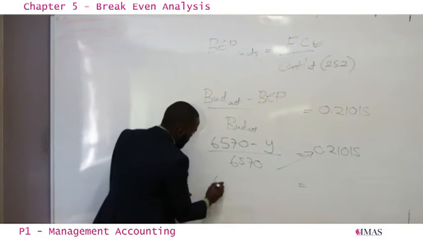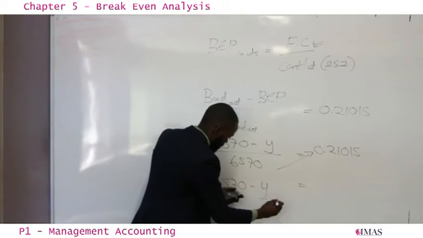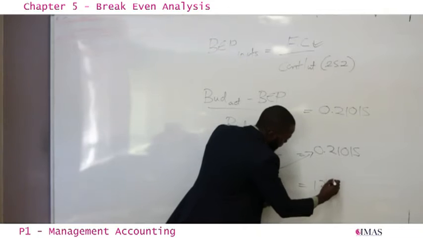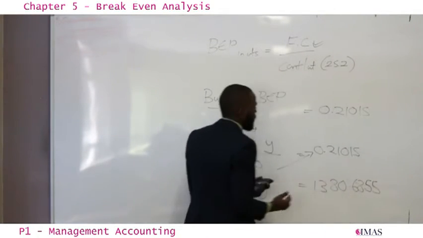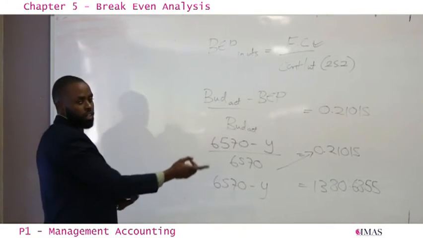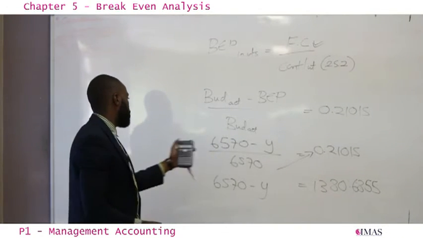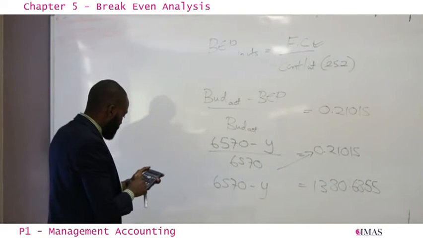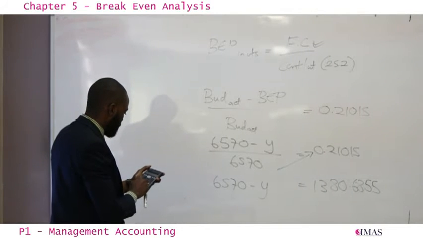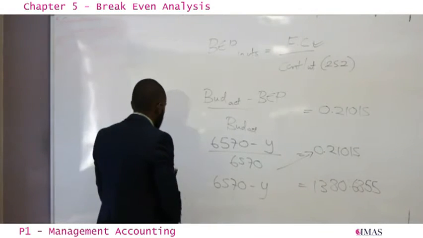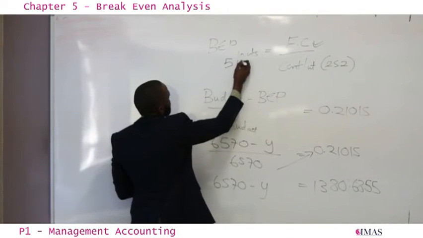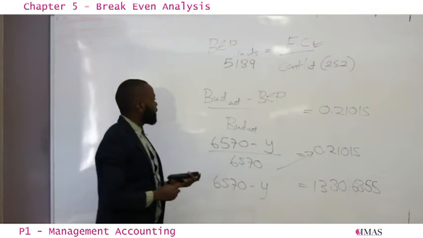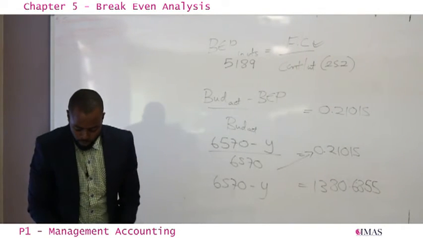So it's going to be 6570 minus y is equal to 1380.6855. Then we can take the y to the right hand side of the equation, bring the 1380 to the left hand side of the equation. Then our y becomes 6570 minus 1380.6855. So our break-even point here, we get 5189. Break-even point is 5189.